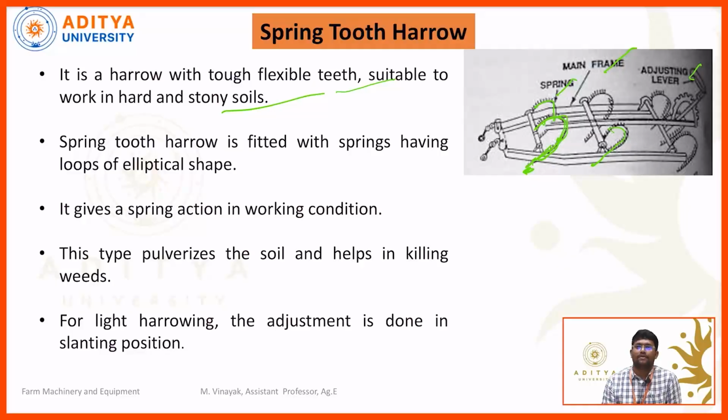This type of harrow can be used in the killing of weeds. For light harrowing, adjustment is done in a slanting position. By using this lever, we can adjust the stages of the operation. If we require more pulverization, we can disengage the lever. If we require less pulverization, we can engage this lever.